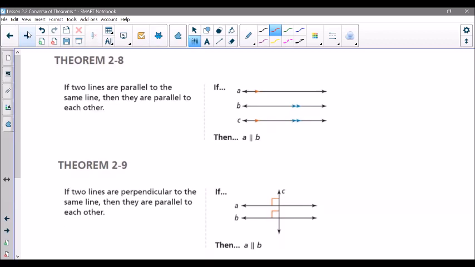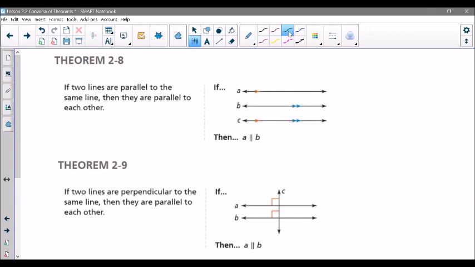Now, there are three theorems that I want to talk about today, three new ones, I guess. And these seem pretty obvious, I guess, but there was a homework problem last night that you made an assumption that we hadn't really covered yet. And I think this theorem 2.8 is going to clear that up. So if two lines are parallel to the same line, they are parallel to each other.